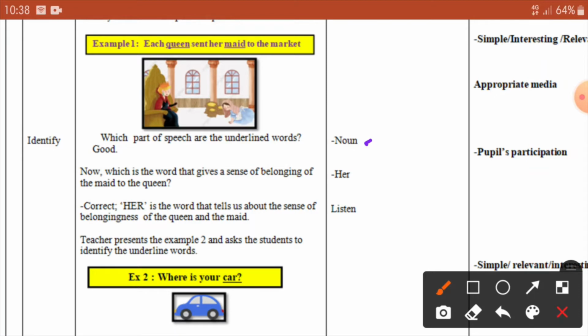Before that, when I gave example 1, what component is it? The component is that the example is simple, interesting and relevant. One example can be simple, interesting and relevant, so all three components can be mentioned along with one example. You can just put the abbreviation SIR, S, I, R. Then, as I have presented the picture here, you see the appropriate media component has been presented. Media is the use of the teaching learning material which you are using.